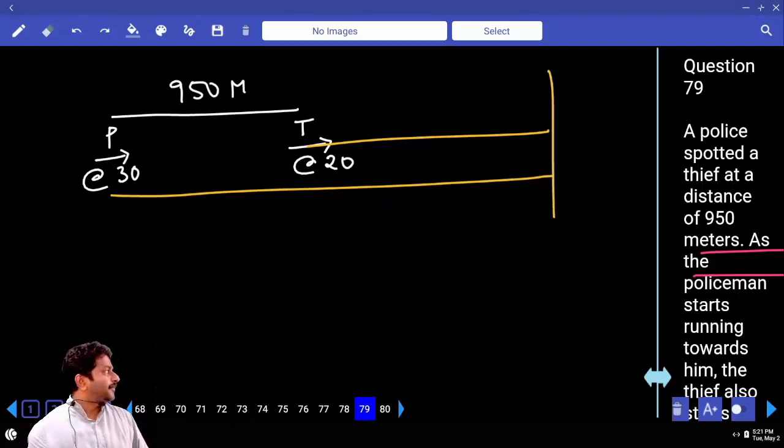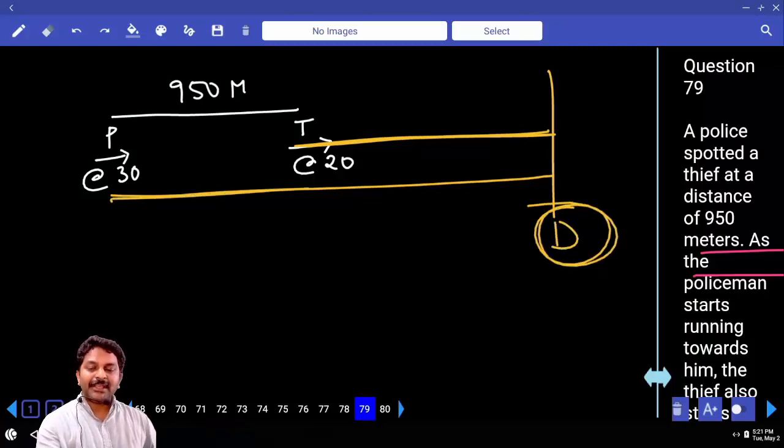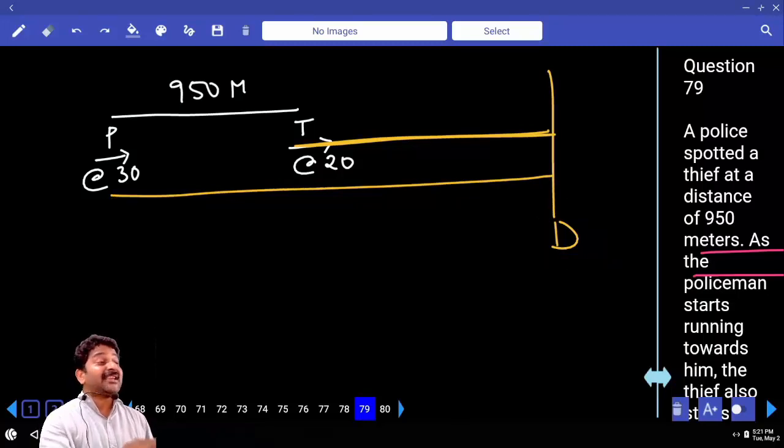So now, time taken by the thief to reach the destination. Let's say this is the destination. Time taken by the police to reach the destination. Both are the same? If time is the same, what is the proportionality between speed and distance?